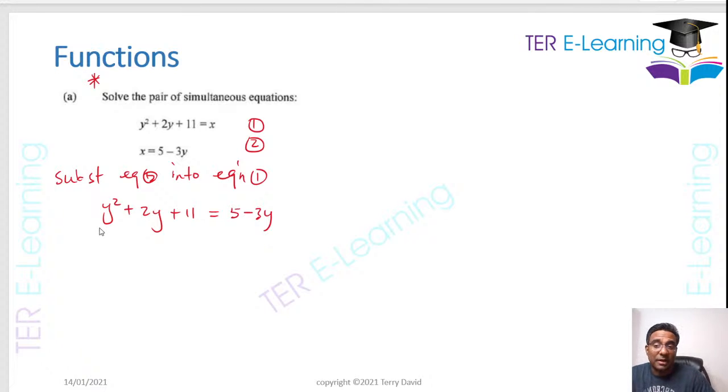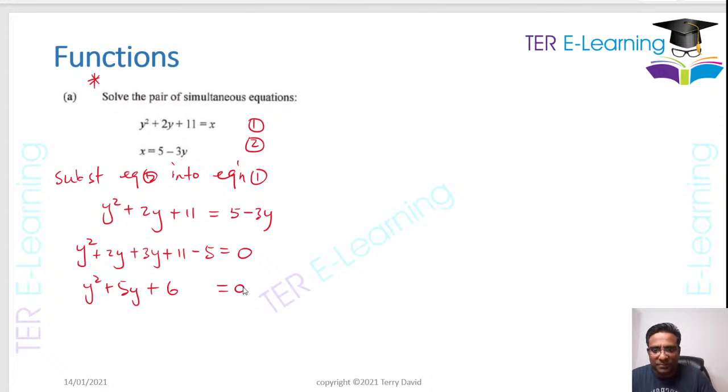So this is looking like a quadratic to me. It's going to be y squared plus 2y plus 3y plus 11 minus 5 is equal to 0. All I've done is take everything on my right hand side and carry it across to my left hand side. So this is now y squared plus 5y plus 6 is equal to 0. Now we have a quadratic that we need to factorize, and when I factorize this, I get (y plus 3)(y plus 2).